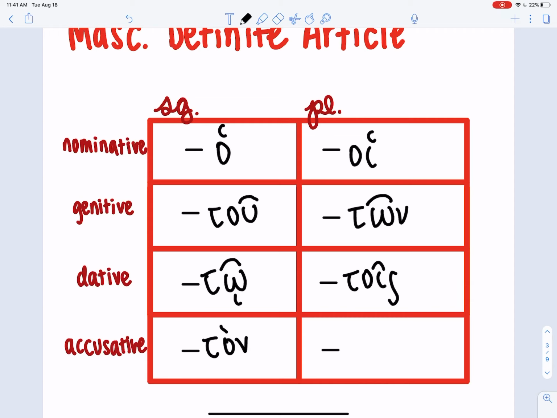And the reason I remembered that I had messed up here was because we learned, right, when we were learning accents, that the genitive and dative are going to have these circumflexes.